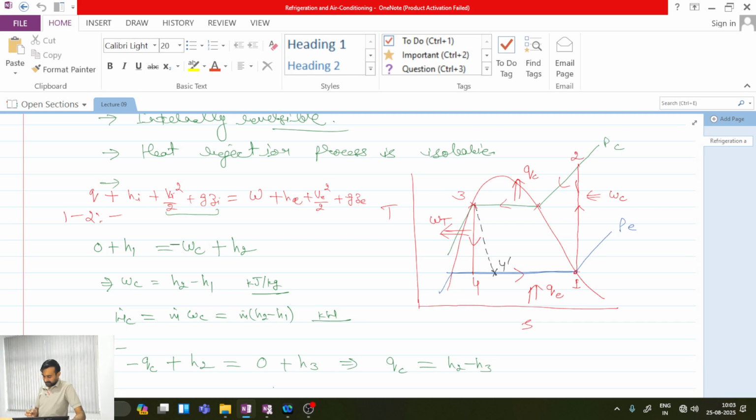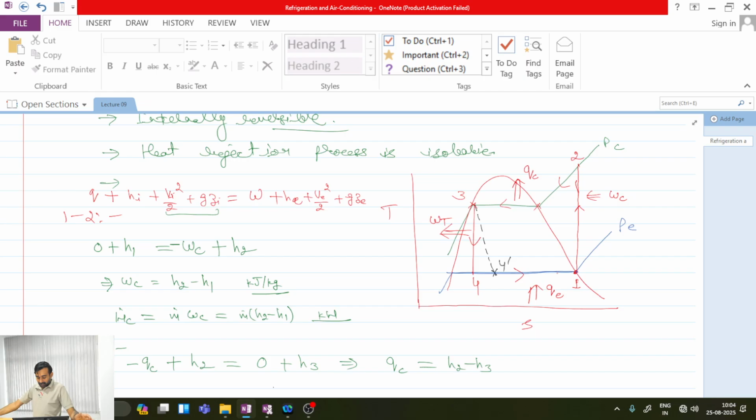However, in the standard cycle our aim is that we have to stop at this point only, but in practical cycles we can go beyond this point also. Beyond this point, whenever it moves along the constant pressure line, the temperature will not remain constant.